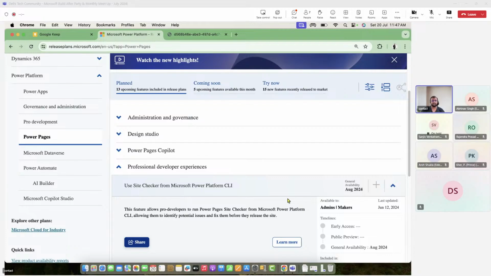Personally, I like the feature which is Power Fx in Power Pages, which is again a game changer, because we're already using Power Fx with Power Apps and Power Automate, and that makes life simpler with Power Pages as well. So that's pretty much about the Power Pages and Power Apps enhancement.